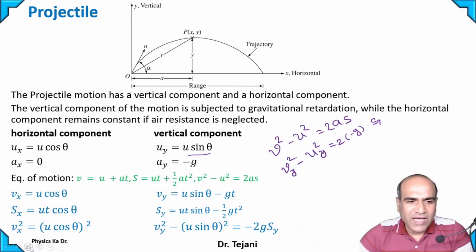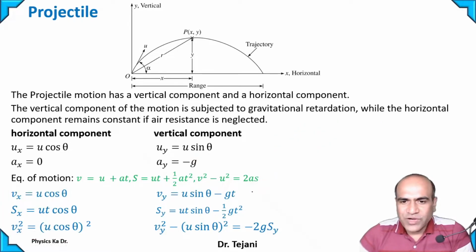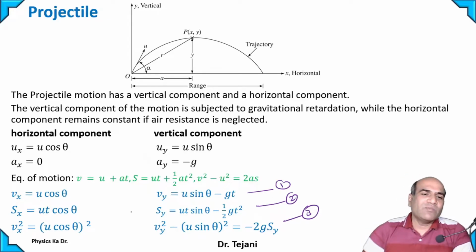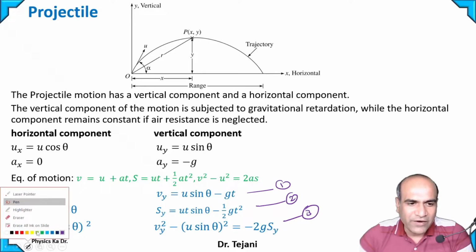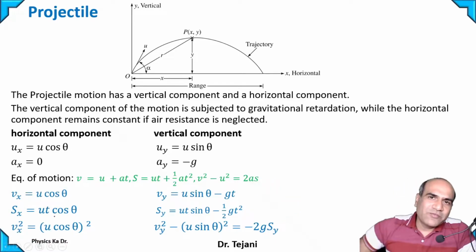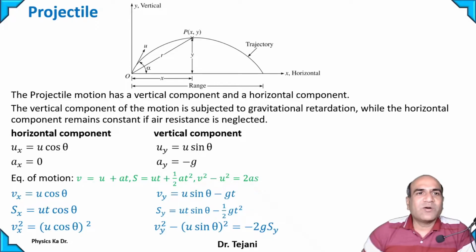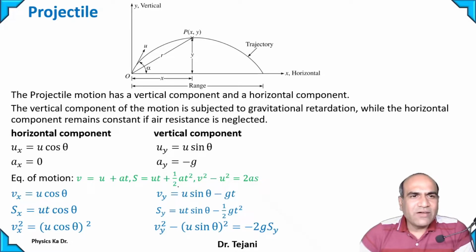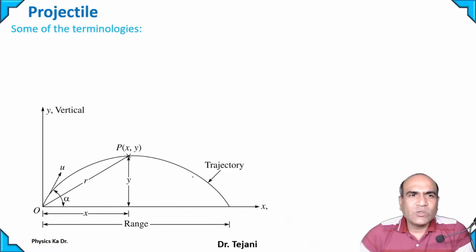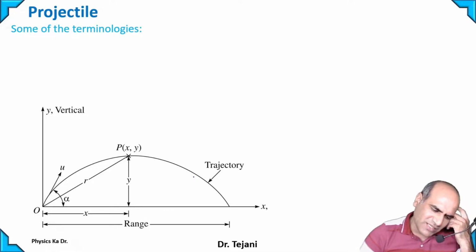So see, we have here three different equations. We can name this equation as 1, this is 2, this is 3, and from these three equations we can derive equations for the projectile. But before we derive equations for the projectile, let's move on to understand some of the terminologies.